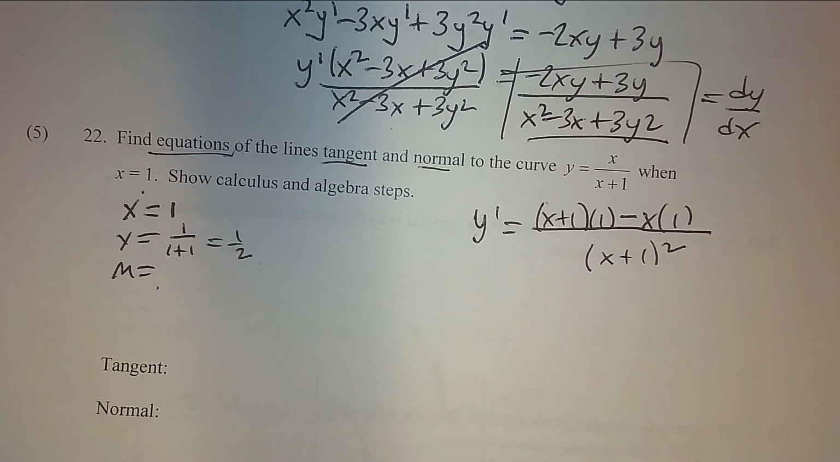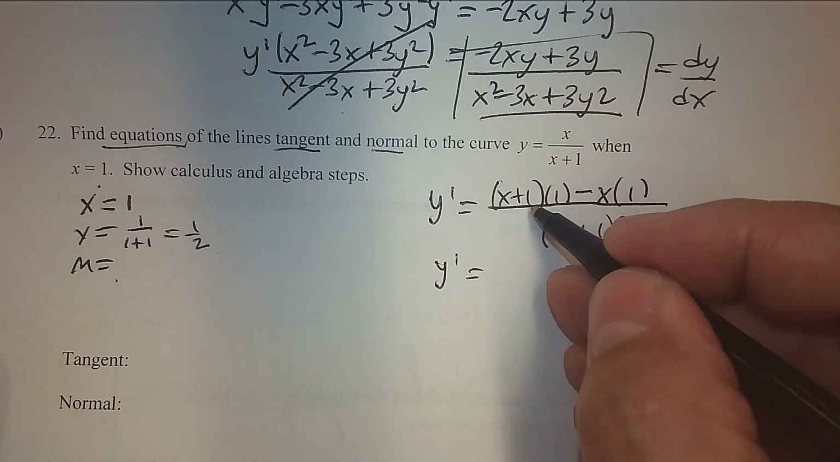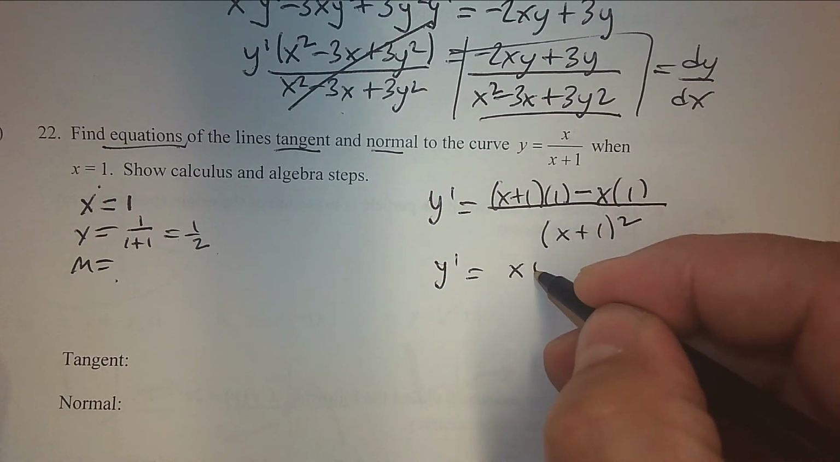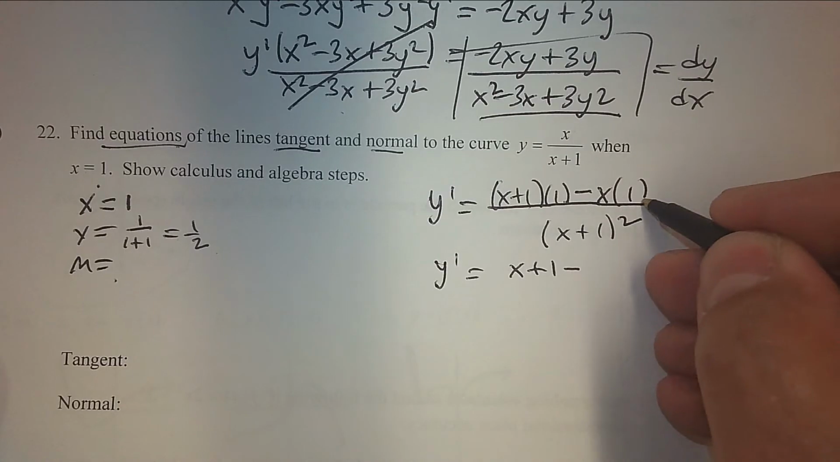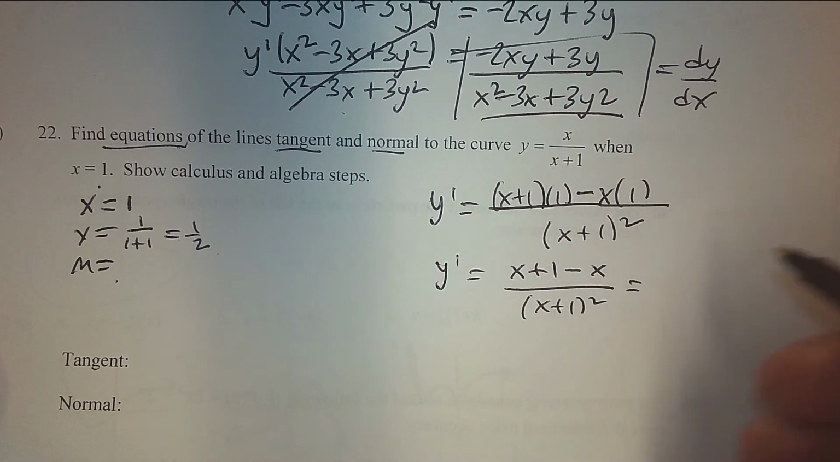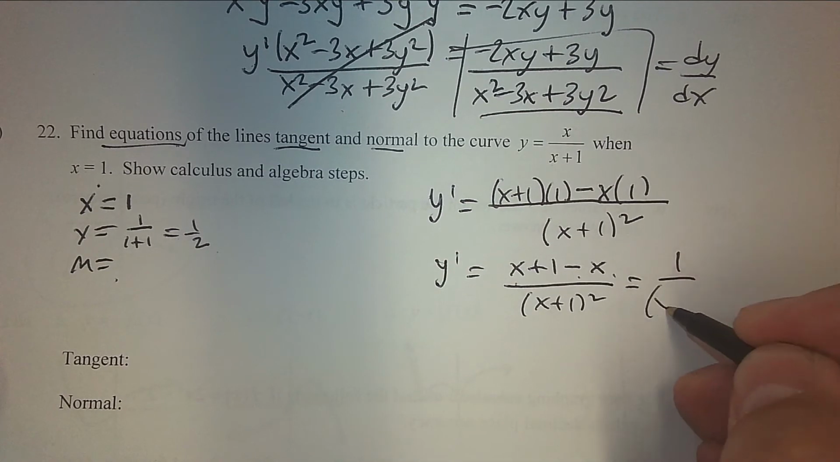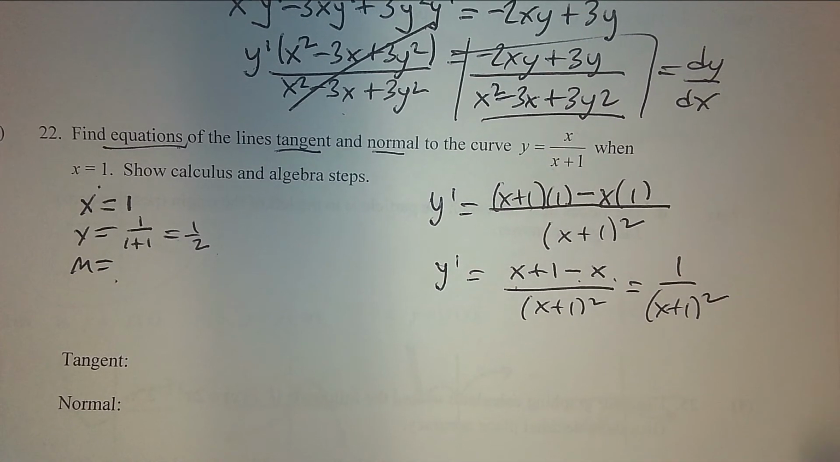So there's the pattern. I'm not going to simplify this just to make it a little bit easier. X plus 1 times 1 is just x plus 1. X times 1 is just x. And then the bottom, I'm not going to mess with it. X take away x is 0. So really, I just have this left over for the derivative.